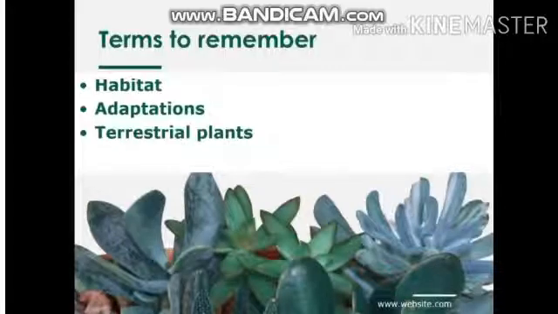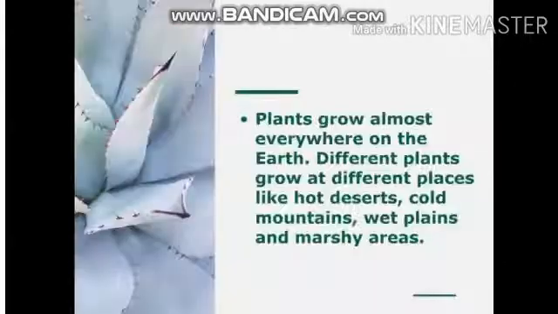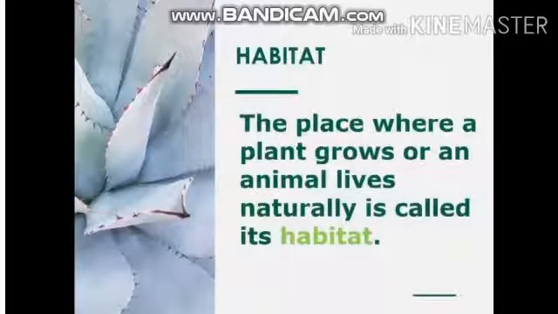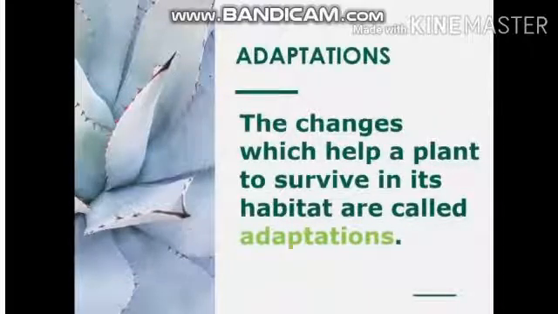There are some new words which you should know, like habitat, adaptations, terrestrial plants. Let's learn each word properly. We all know plants grow almost everywhere on the earth. Different plants grow at different places and they look entirely different from each other. They grow in hot deserts or mountains or marshy areas. So, the place where a plant grows or an animal lives naturally is called its habitat. Okay? Whereas the changes which help a plant to survive in its habitat are called adaptations.